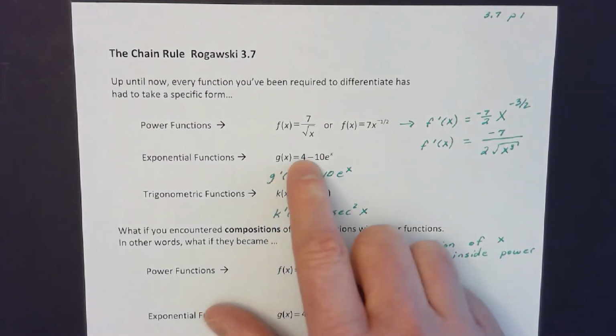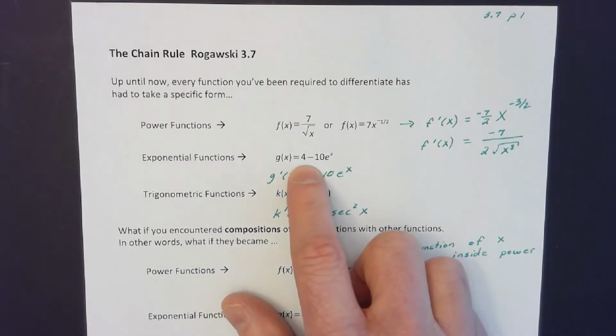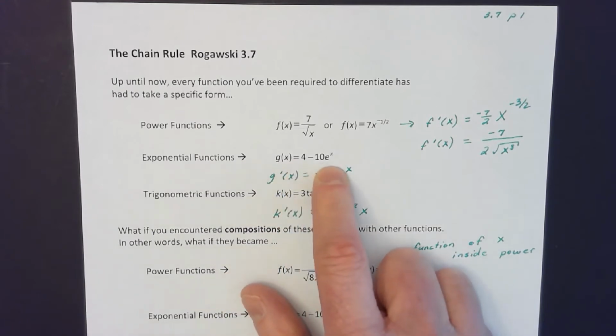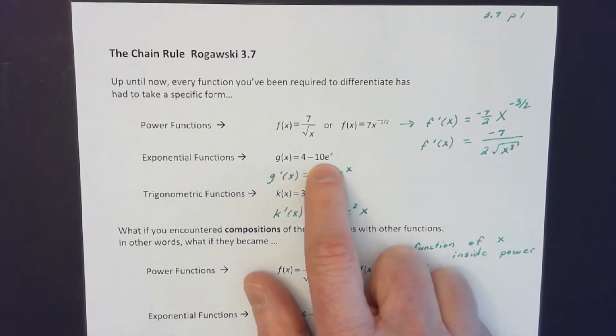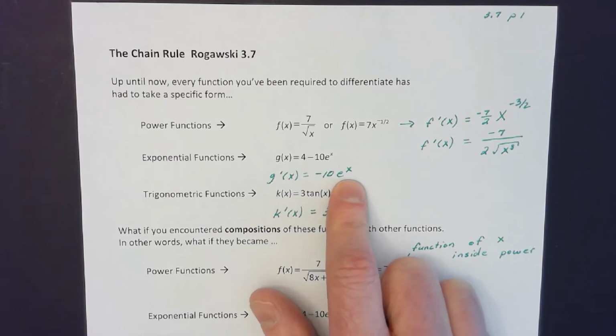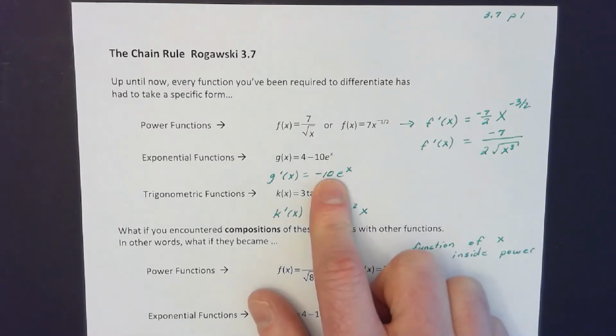Now, we've also taken the derivative of constants and exponential functions. You know that the derivative of any constant is 0. The derivative of any exponential function is that exponential function, including its constant coefficient. So the derivative here of g of x would be negative 10 e to the x. But then again, that's it. There's nothing else to it. So these derivatives, pretty easy, pretty quick.